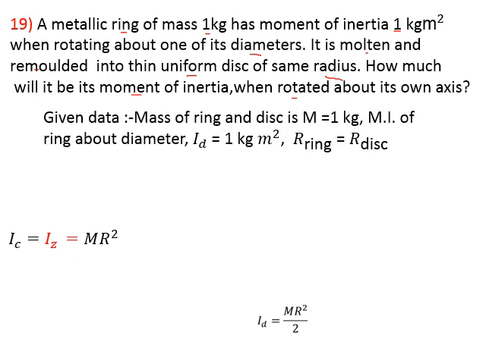First, 1 kg, that is the mass of the ring or disc. Next, the moment of inertia of the ring about its diameter is given. That's why I_D is 1 kilogram meter square. One more thing, same radius is mentioned here. That's why the radius of the ring and the radius of the disc are the same, equate it. Finished. This much data is provided.